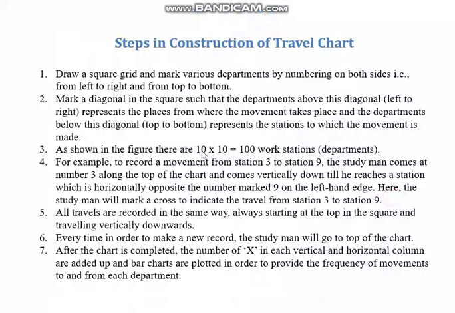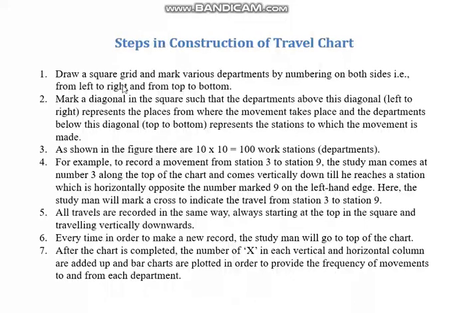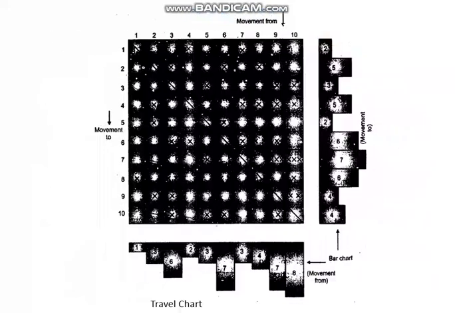Steps in construction. How do you construct? First, draw a square grid. Mark various departments by numbering them on both sides, from left to right and from top to bottom. Then we number them. Then mark the diagonal in the square. This is the diagonal. That means you cannot originate from 1 and you cannot go to 1.